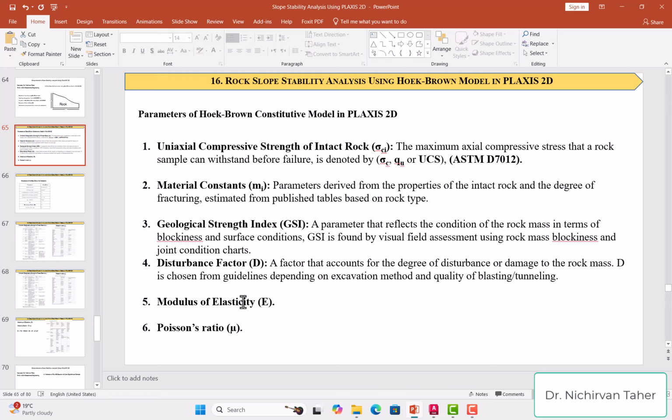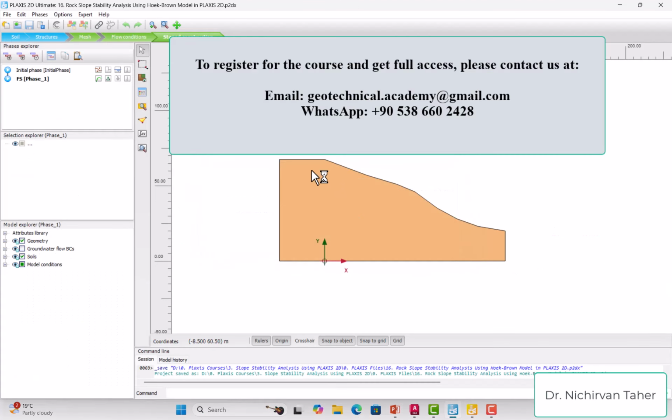Also, the stiffness parameters can be found in the laboratory or from published tables in geological or geotechnical textbooks.